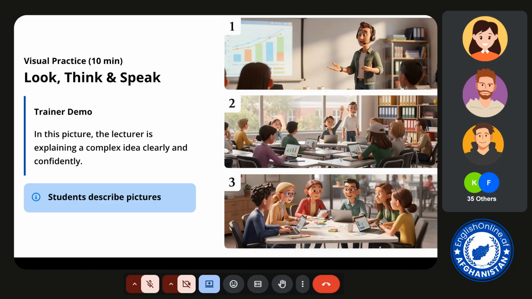Yes, teacher. Okay, then describe just one picture. Okay, quickly. I describe the second picture.